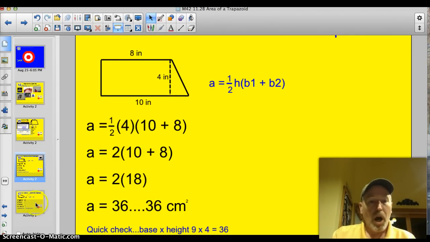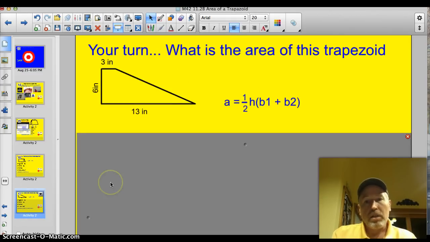Looking good. All right. Now I know that usually I'm not stupid. I know that you probably don't always stop the video when I ask you to stop it. But today I'd really like you to do it because this is that power target. See if you can substitute in the values on this trapezoid and figure out what the area is. Go ahead and pause it, please.